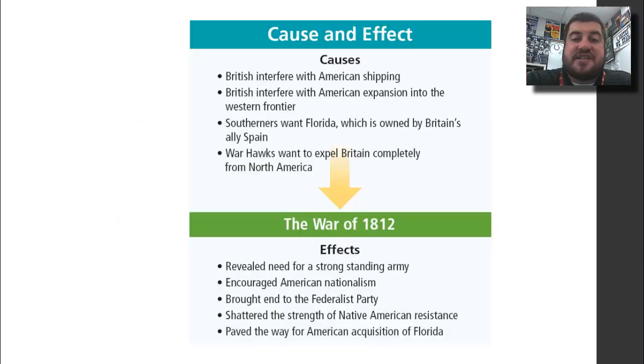So here's your causes and effects. British interfere with American shipping, American expansion into the western frontier because they're still on our side of the Great Lakes. Southerners want Florida, which is owned by Spain. War Hawks want to go to war to expel Britain completely from North America and take over Canada as well.